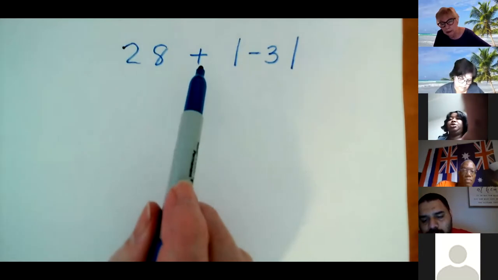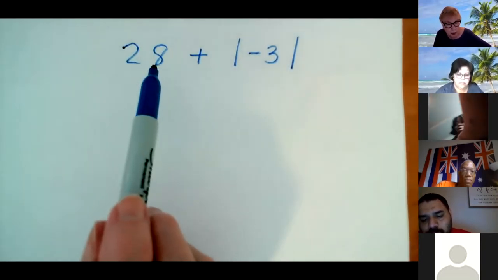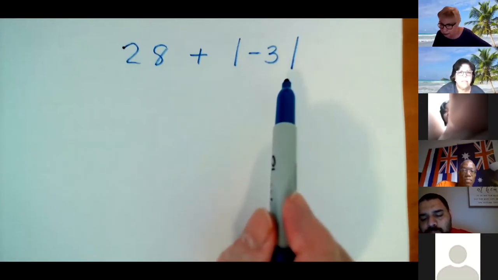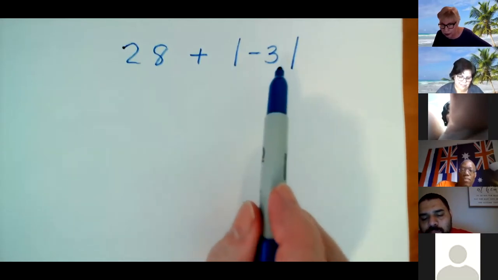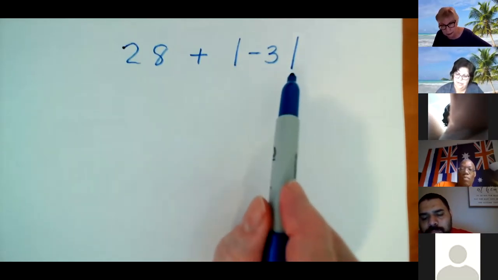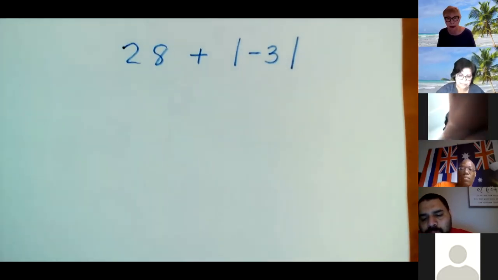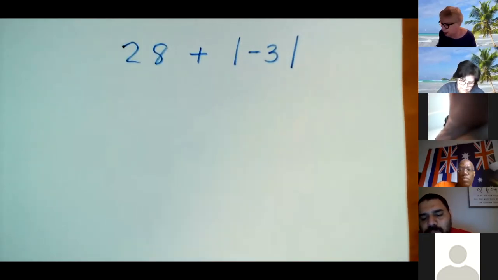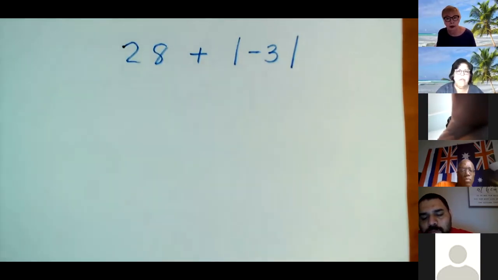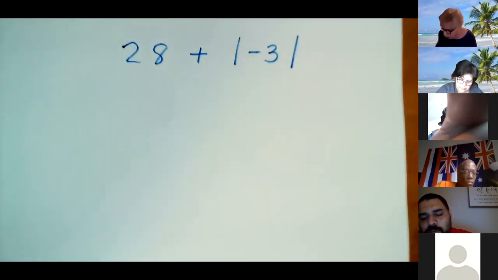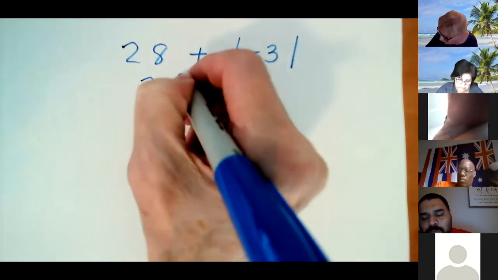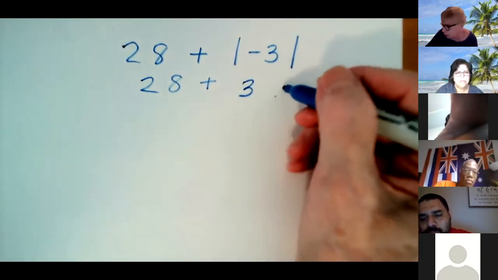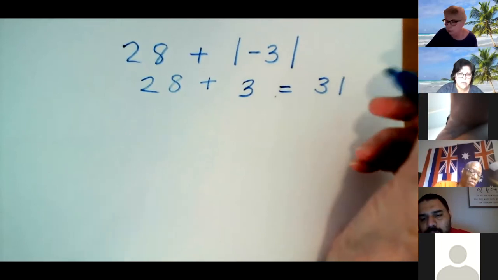This is an addition problem. This is a positive 28, but we just say 28. And what is this? Negative. Wait a minute. What does this symbol say? Absolute value. So the absolute value of 3 has to take precedence before we add. What is the absolute value of -3? 3. Correct. That's what you would have to do. That was kind of weird. How's that?